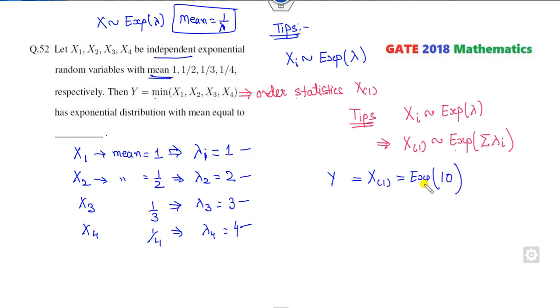Fine. So once the exponential parameter is lambda, what is the mean of this? So the mean of y is 1 over 10. So the right answer is 0.1. So you can see, with the help of this shortcut trick, you can solve this question within 10 seconds if you know the right approach very well.